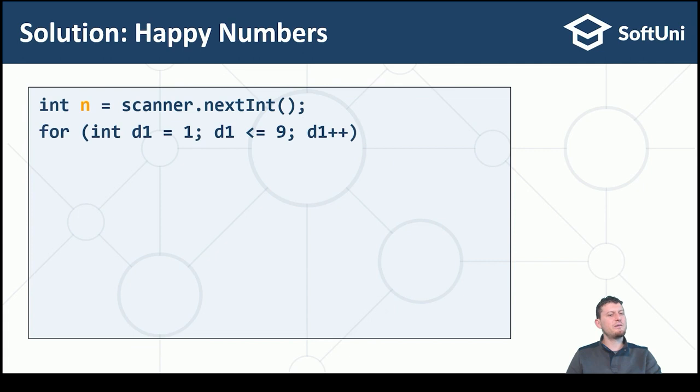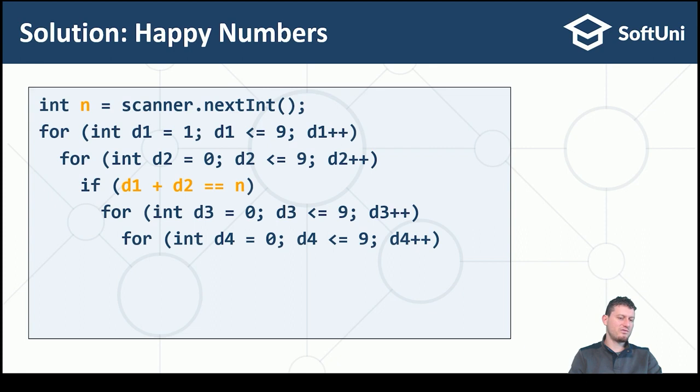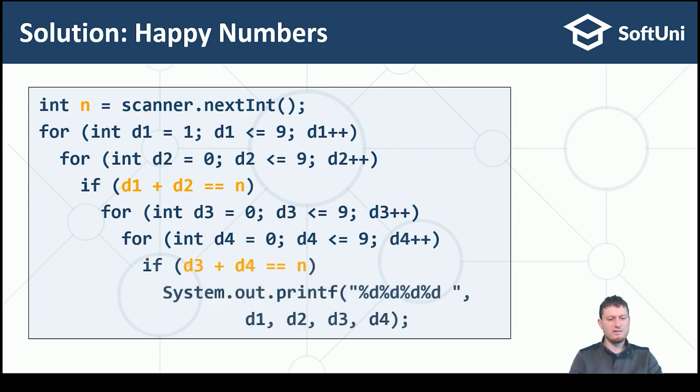It is exactly the same solution. The first digit is from 1 to 9. It cannot be 0 because it's the starting digit. The others can be from 0 to 9. I check the first 2 digits, then I try the next in the nested loop, the third and the fourth digit, and I check whether they are correct, and finally I print the next happy number if I have it. So this is very similar to my solution.